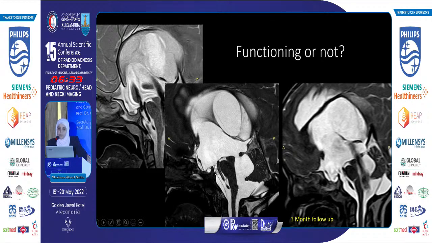We can see here the floor, there is a fenestra in the floor of the third ventricle. However, there are many adhesions here. So this case is going to fail. And this is the 3 months follow-up, no flow even in the 2D weighted image. So SENSE sections, a high resolution 3D image, is very crucial in the assessment of cases of hydrocephalus.